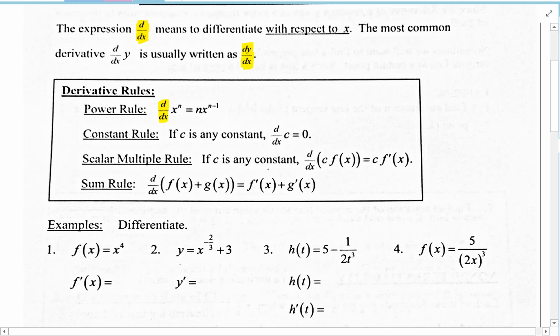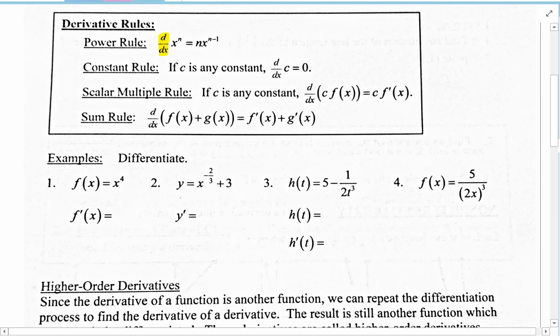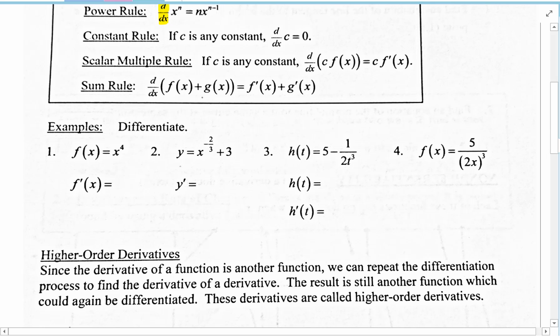The scalar multiple rule: if you multiply by a number, then the derivative is the same, just multiplied by that same number. And if you add or subtract derivatives, you can derive them separately. This sort of rule does not work for multiplying and division. So the derivative of x to the fourth, pop down, power down, 4 times x to the 4 minus 1. Oh, that's 3. Great.